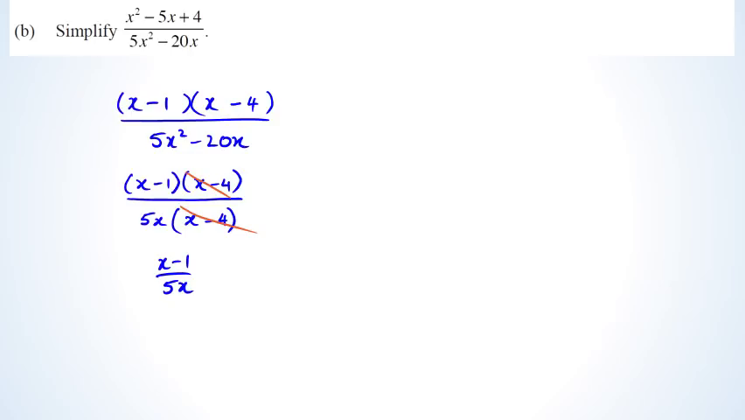Guys, I'm not going to lie, this is possibly one of the easiest merits you can get in this paper. For achieved, you either need to factorize the numerator or the denominator once, but I think this is a really easy merit to pick up. Okay, let's go to the next question.